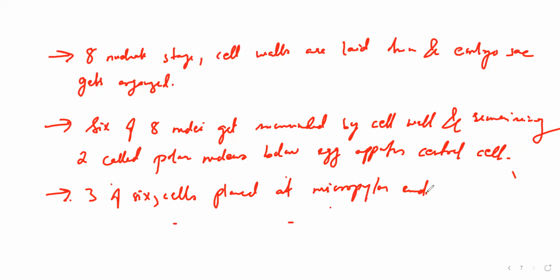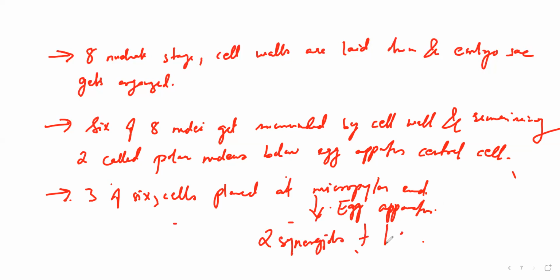So of the 6 cells, 3 will be placed at one end, which is the micropylar end. Okay, so that micropylar end is going to have what? The egg apparatus. Together it's called the egg apparatus. So it will have 2 synergids plus 1 egg cell. This is very important. 2 synergids plus 1 egg cell.